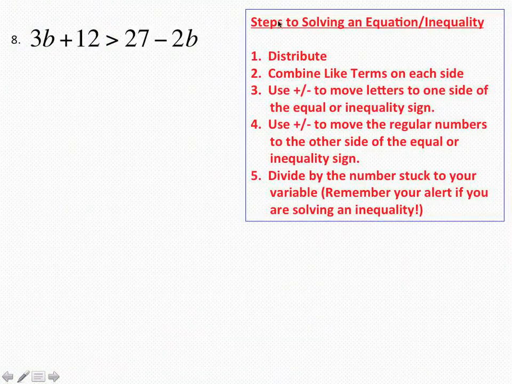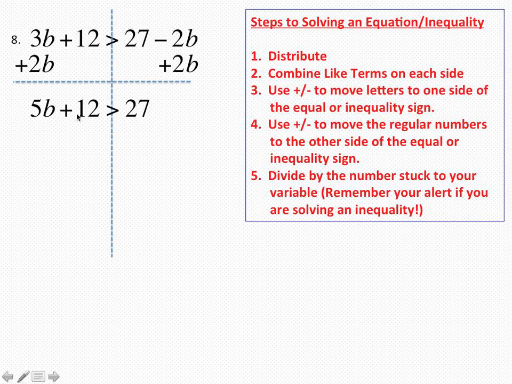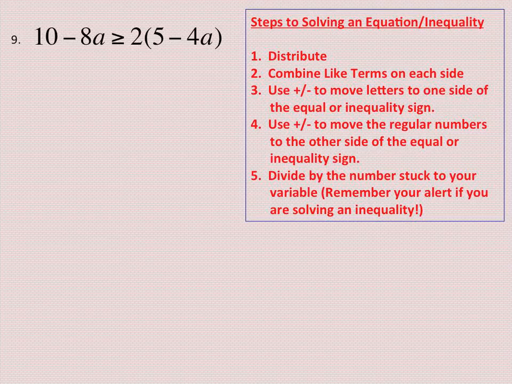It'll be great. Nothing to distribute. No like terms on the left. No like terms on the right. Solve it up. I added 2b. All right, I try to keep my b's positive. You could subtract 3b from both sides, and then you'd have a negative 5b over here. I like to try to keep them positive. So I'm going to add 2b to both sides. So now I have 5b plus 12 is greater than 27. I got to get rid of that 12. So it's a positive 12, so I subtract 12 from both sides. 5b is greater than 15. Divide by 5. b is greater than 3. Easy peasy. Lemon squeezy. All right, here we go.